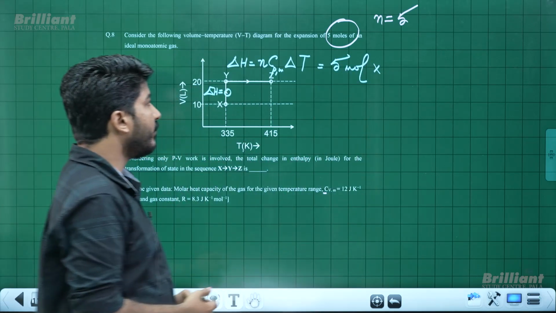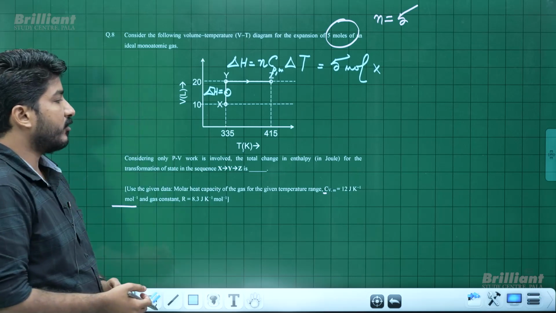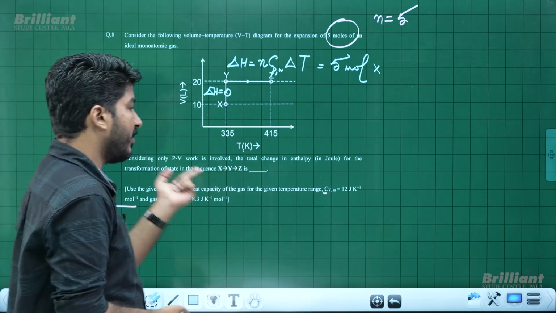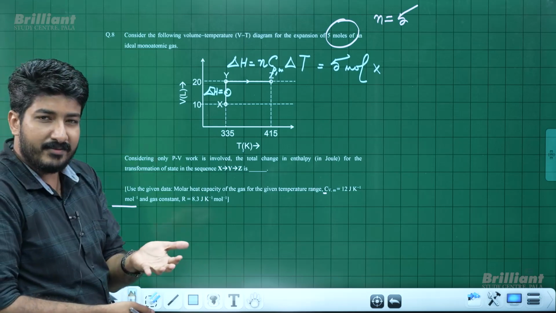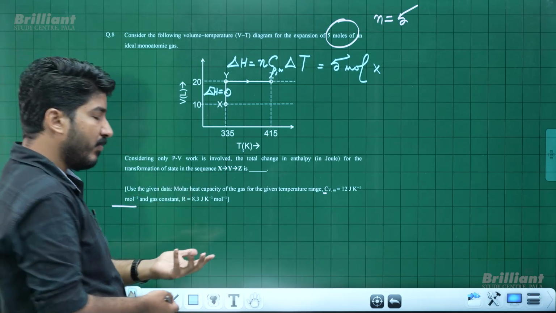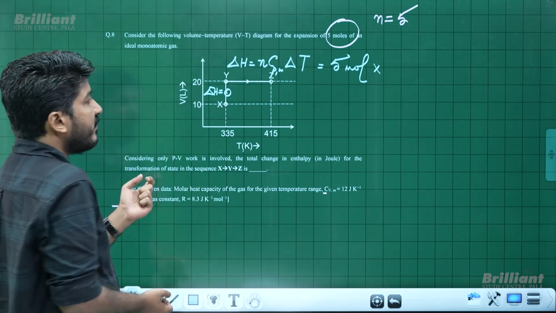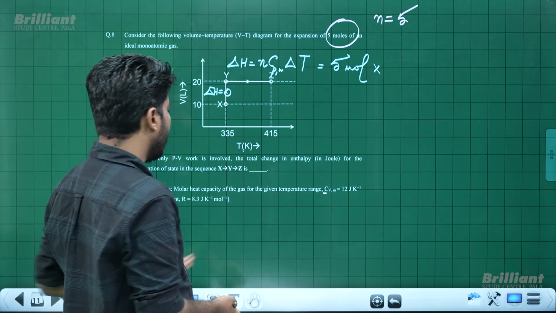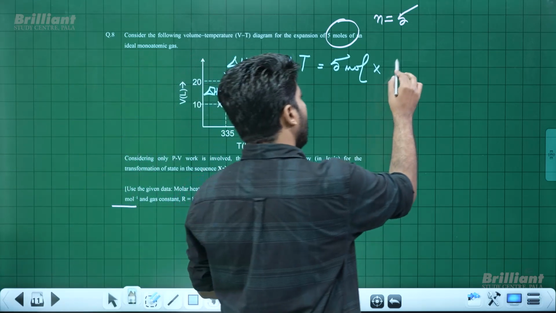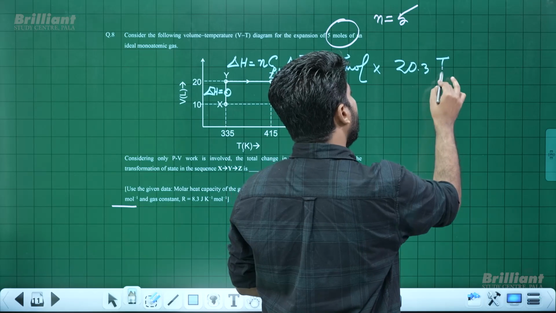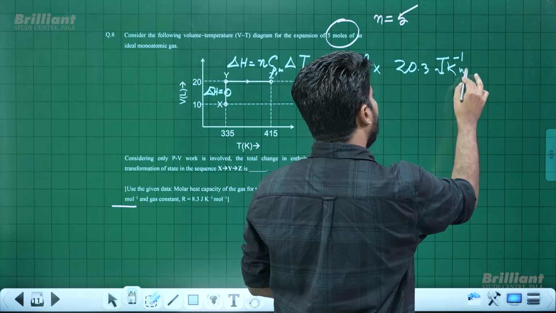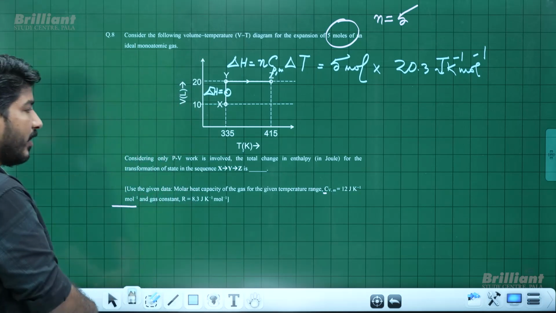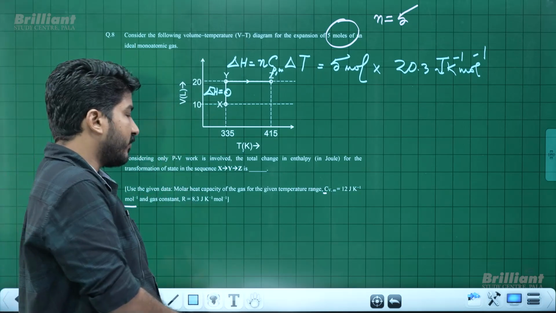Now, what is the value of molar heat capacity at constant pressure? Cv is given for us. So we know Cp minus Cv is going to be nR, and for 1 mole Cp minus Cv will be R, and therefore Cp will be Cv plus R, that is 20.3 joule per Kelvin per mole. So 12 plus 8.3 is the Cp value.